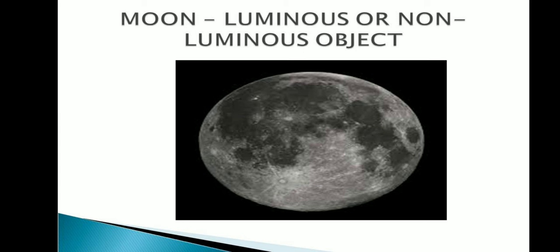Now we are going to see whether the moon is a luminous or non-luminous object. The moon is a non-luminous object. Do you know why? Even though we can see light from the moon in the night time, the moon is a non-luminous object because it is not emitting its own light. The moon is just reflecting the light from the sun. That's why the moon is a non-luminous object.